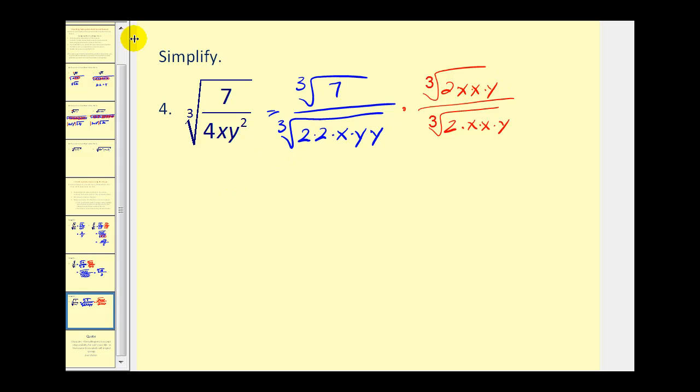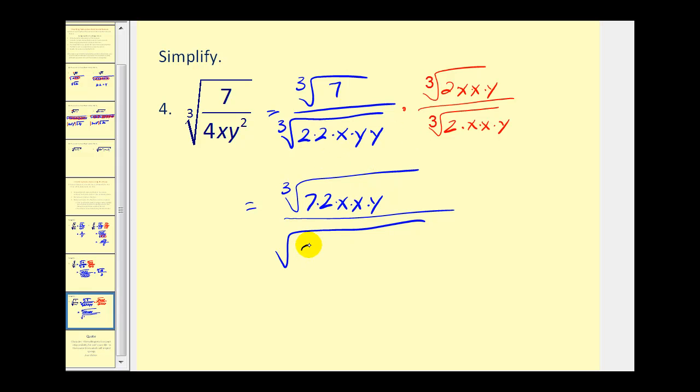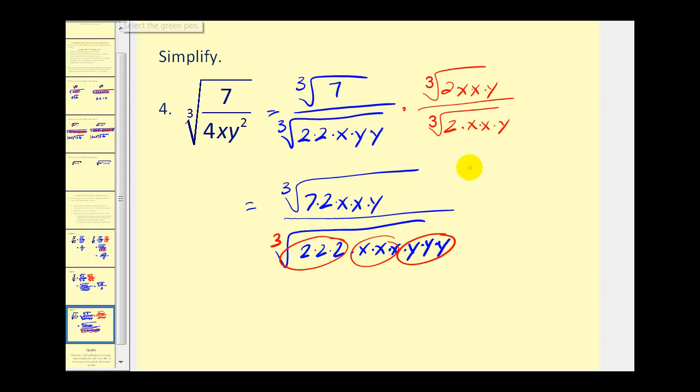So what would this leave us with? In the numerator, we're going to have 7 times 2 times x times y. Our denominator now is going to have 3 factors of 2, 3 factors of x, and 3 factors of y. And that's exactly why we multiplied by this. You can see 3, 3, and 3. So this simplifies perfectly. Our denominator is going to be 2xy. And our numerator will be the cube root of 14x squared y.